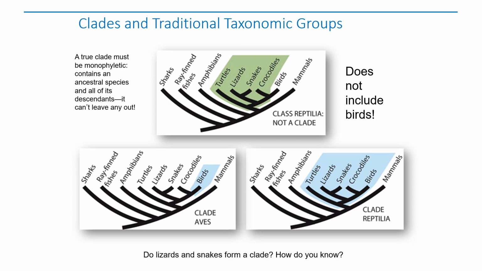So do lizards and snakes form a clade? Yes, because you can kind of snip above the node where the lizards split off from the crocodiles and the birds in order to get a tree of only the snakes and the lizards.